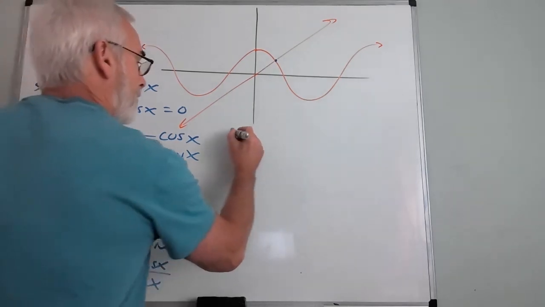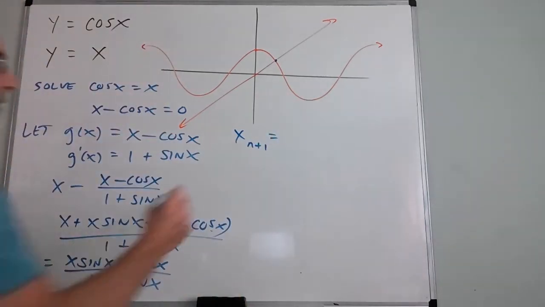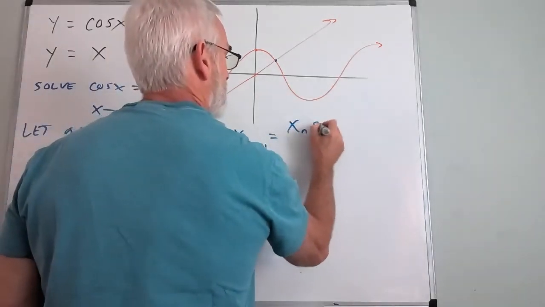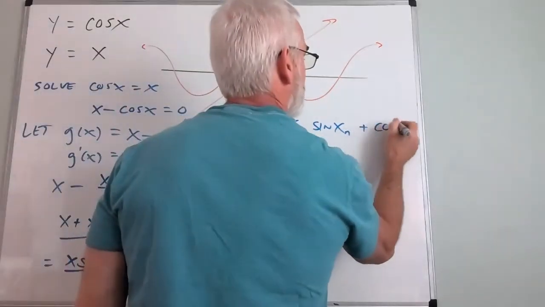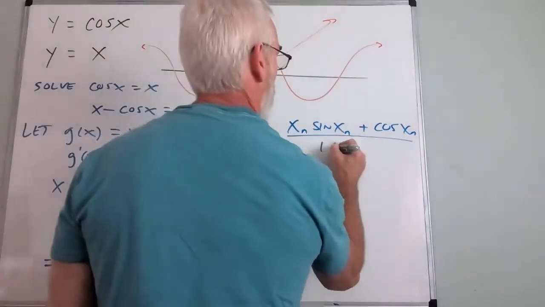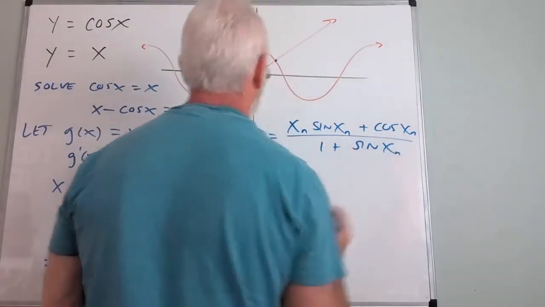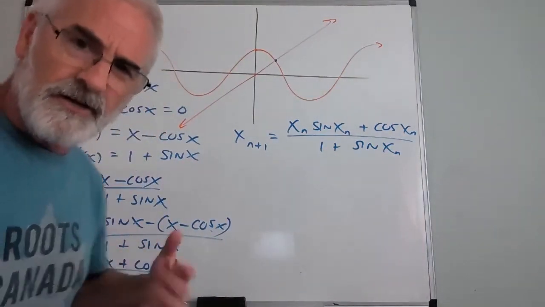So therefore, my n plus first iteration equals x_n sine x_n plus cosine x_n over 1 plus sine x_n. So we want to solve this. And again, let's say I just need an answer.